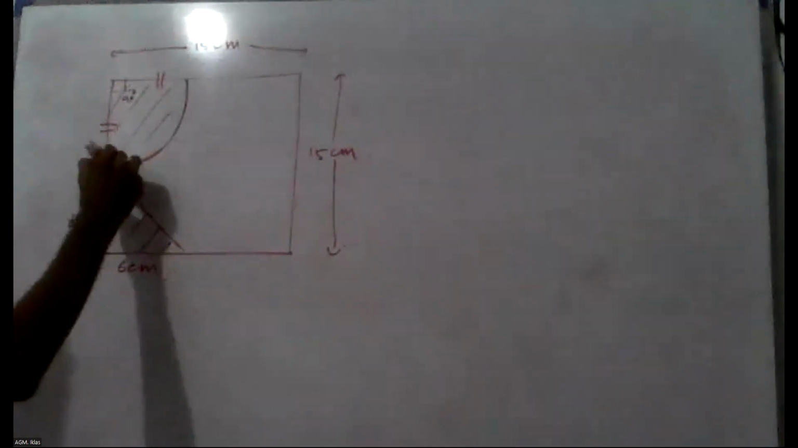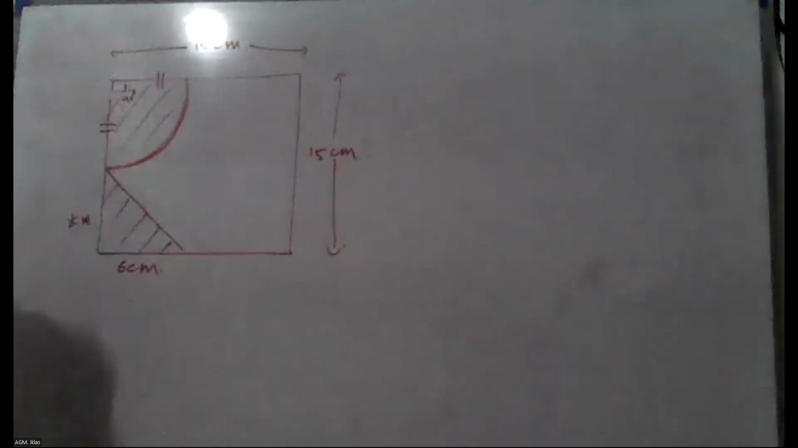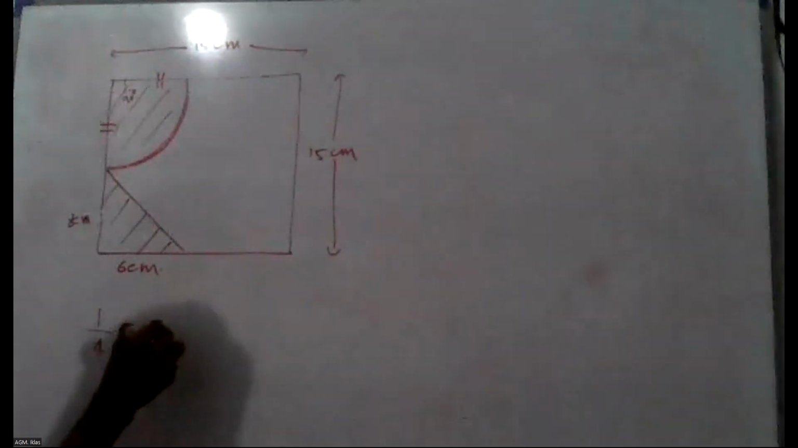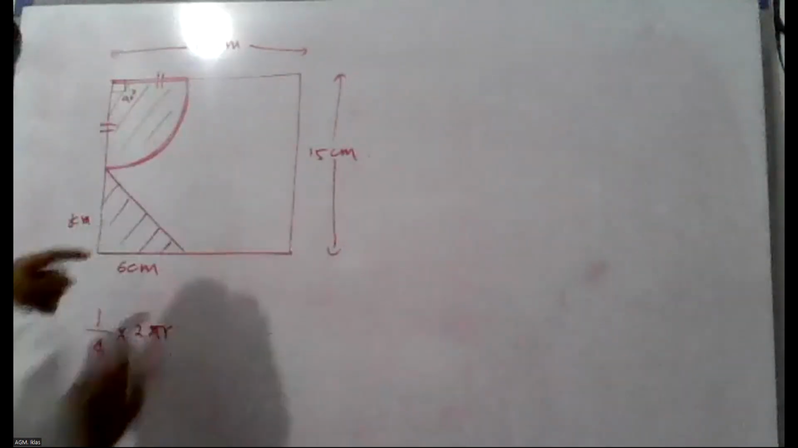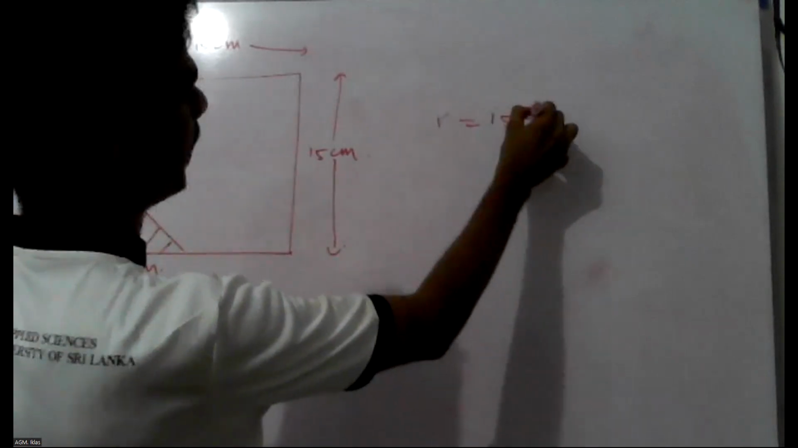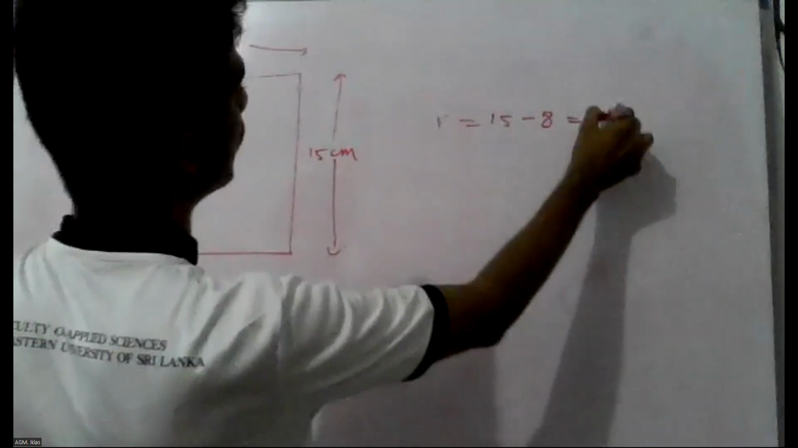Starting my journey from here, I need to find the curved length of this part. That is nothing but a quarter. So 1 by 4 into 2 pi r. Right? Because I have a radius. Here, this is 15 centimeter and this is 8 centimeter. If this is 15 centimeter and this is 8 centimeter, what is the length of this radius? 15 minus 8. So r is equal to 15 minus 8, which is equal to 7.